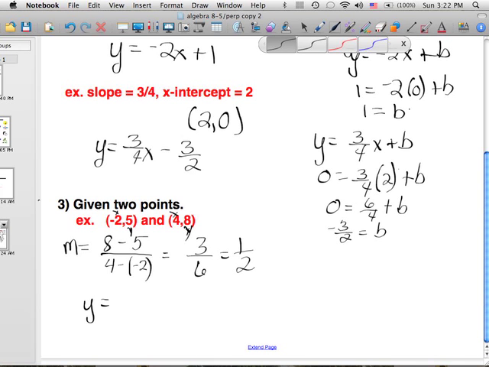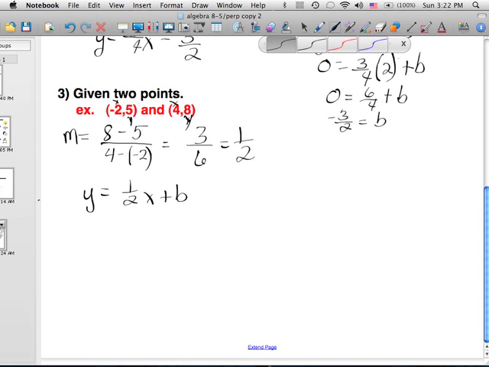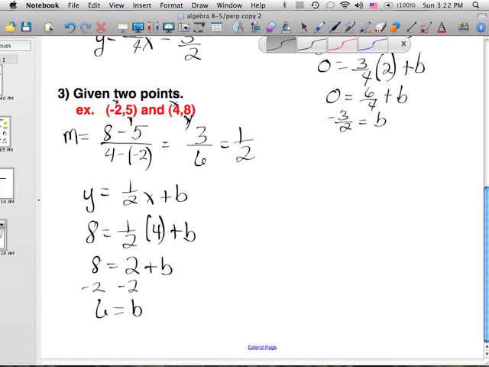So now I have y equals 1/2 x plus b. Now I can take either point here and use them for the x and y values. I'm going to use 8. So y is 8 equals 1/2, x is 4 plus b. I'm trying to find b. So 1/2 of 4 is 2. And subtract 2 from both sides, and I get 6 equals the y-intercept. So my equation is y equals, remember the slope was 1/2 x, and now I know my intercept is plus 6.